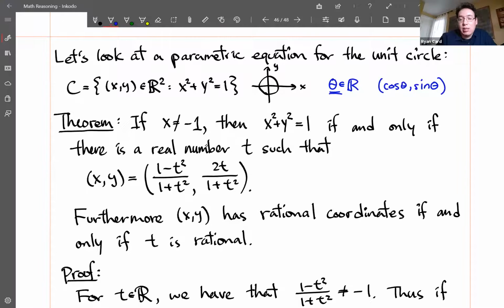That's convenient in some cases. Let's look at it. So as long as you're not looking at x equals -1, the leftmost point on the unit circle, you could be on the circle if and only if there's a real number t such that you could write the x and y in this way. So it's some kind of a rational expression using t.